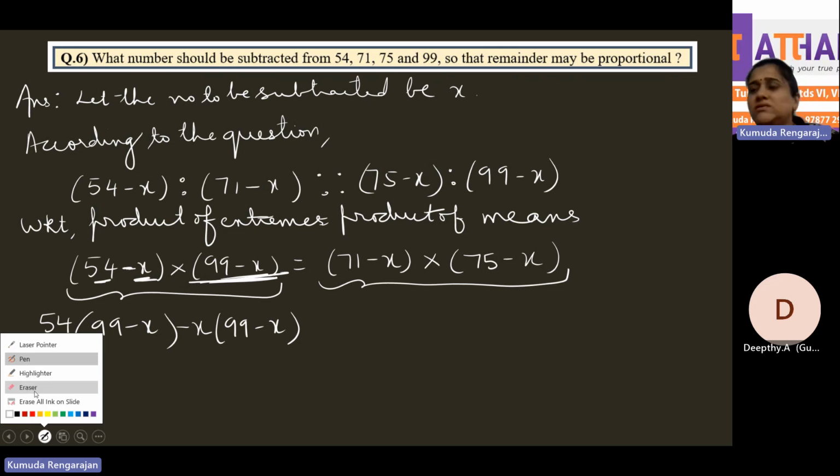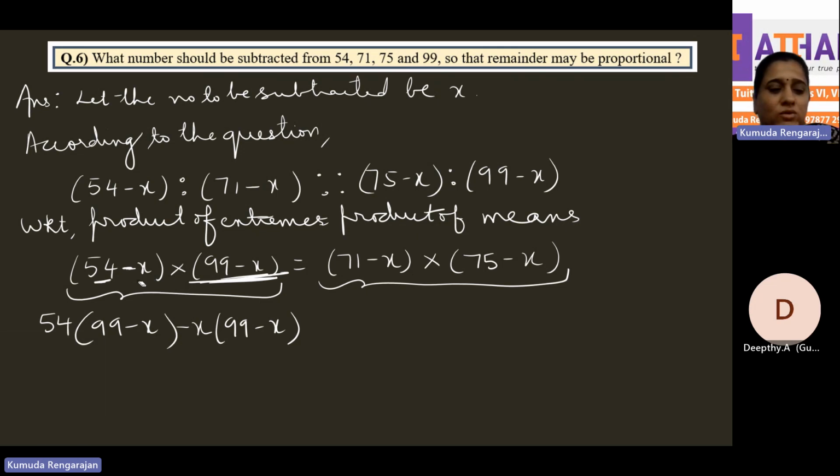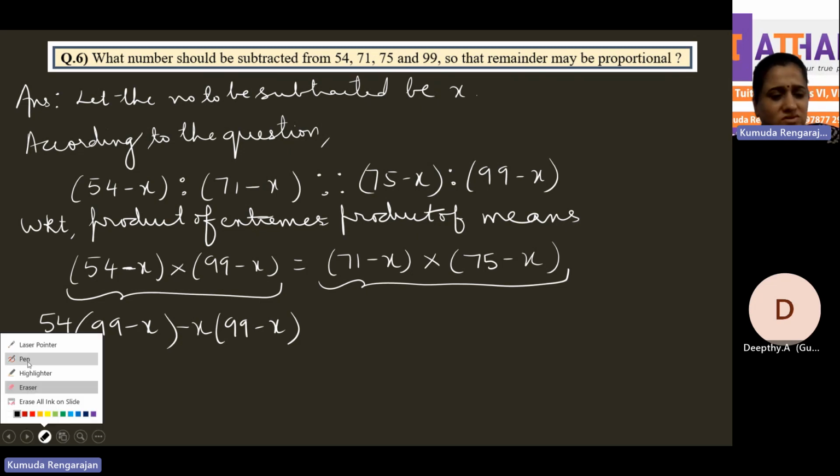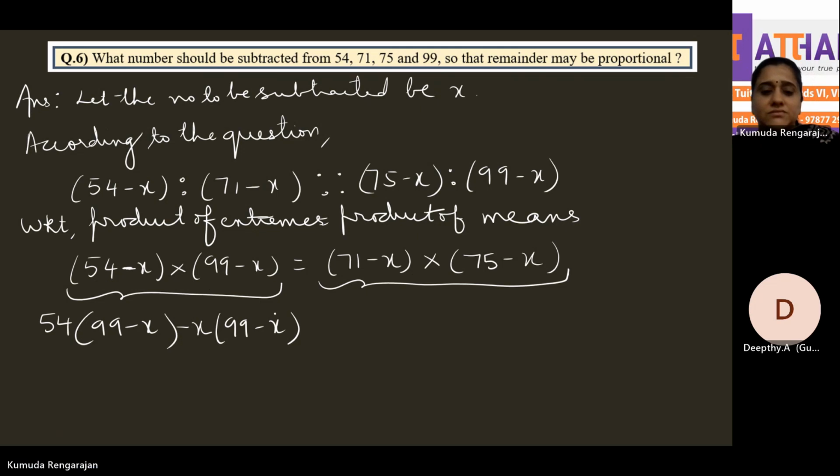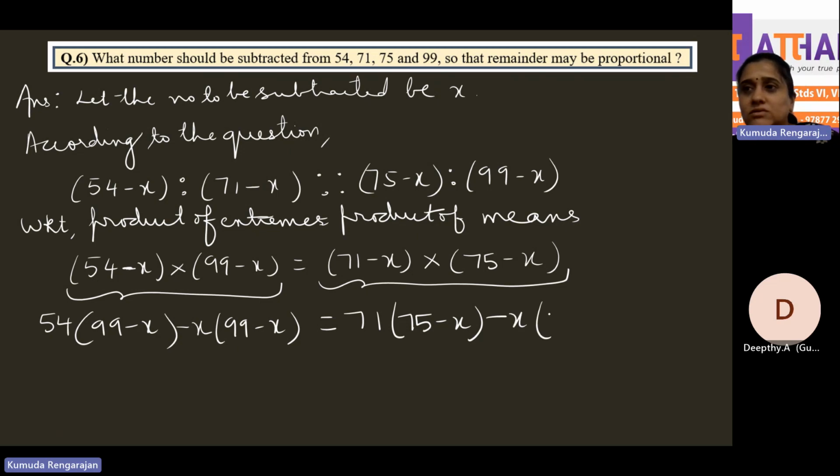That's how we multiply brackets like this. You will learn the technical terms next year, they're called binomials, but I don't want to use those terms now. Just take it like this. Now tell me, using the same rhythm, how will you write it here? You must write 71, then open bracket and write 75 minus x. Then minus x into 75 minus x.